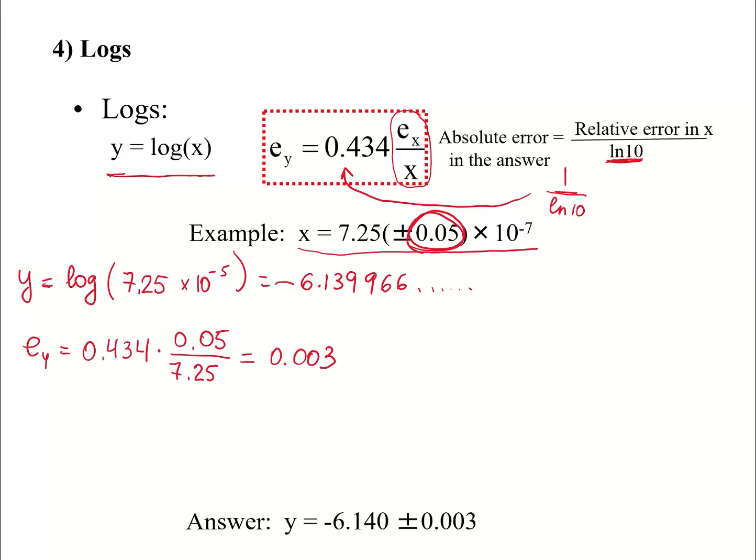And as you can see, the uncertainty is going to be in the third decimal. It means that in my answer for y, I can only report 3 decimals. Third decimal. So now I can write my answer: -6 point, and I'm going to round to have 3 decimals, 140 plus minus 0.003.